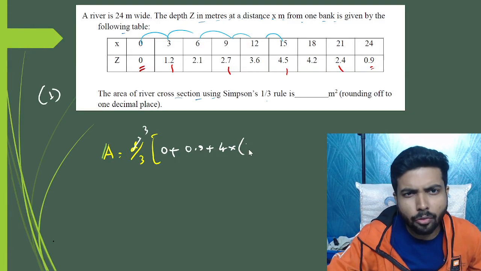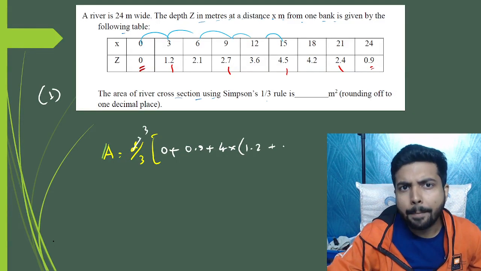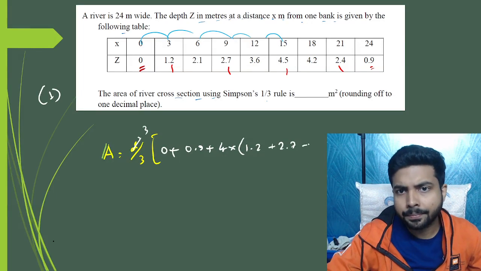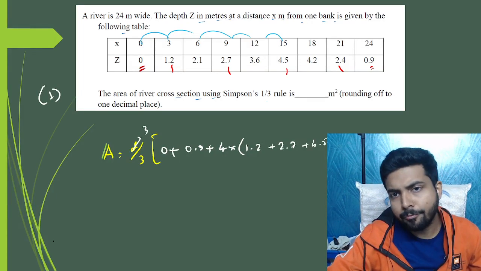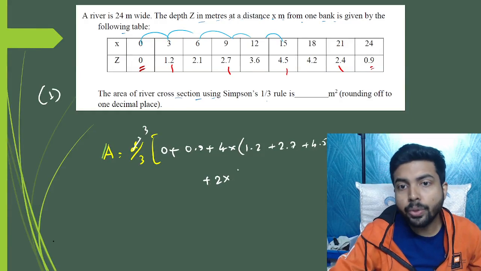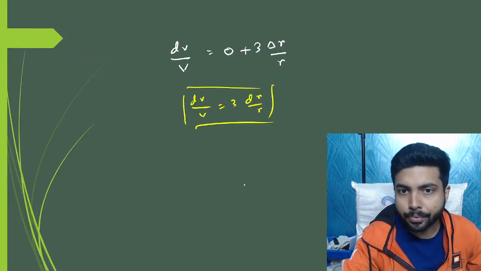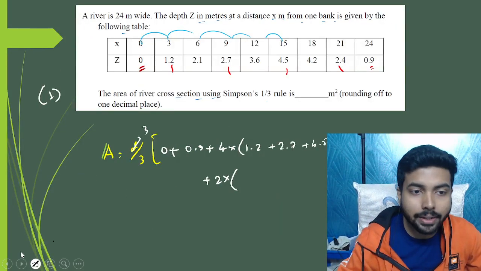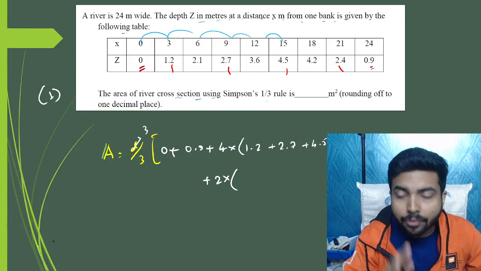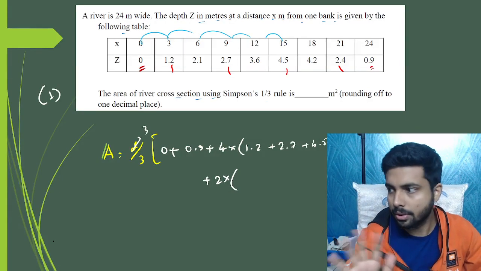So it is like 1.2 plus 2.7 plus 4.5 plus 2.4 plus 2 into the odd ordinates. What do you mean by odd ordinates? Odd ordinates are the ordinates except the first and the last one, right? First, last को हम नहीं मान रहे.